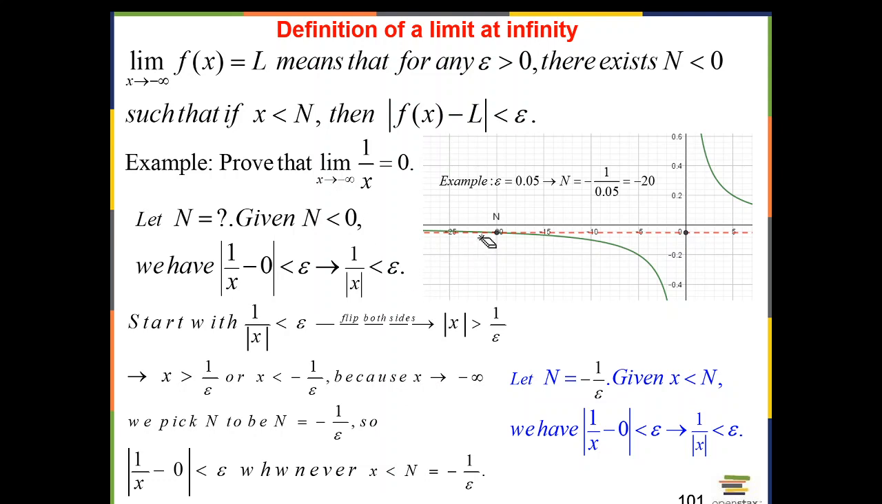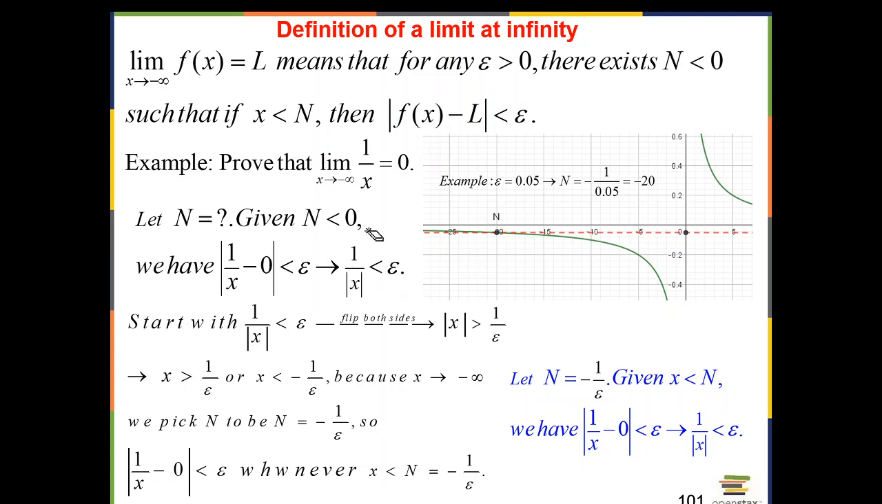Now we can prove this. How do we prove that the limit of 1 over x equals 0 when x approaches negative infinity? Well, we're going to start with what? Let N be, we don't know what it is because we have to find it. So let N be, and then given x is a big negative number, we have that this is less than epsilon. So we want to prove this. To prove this, we have to find N for every epsilon.